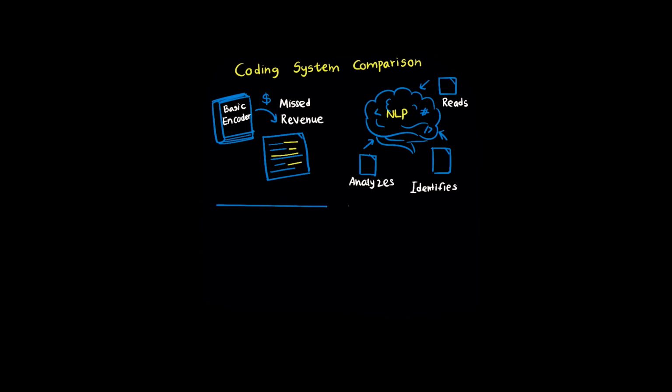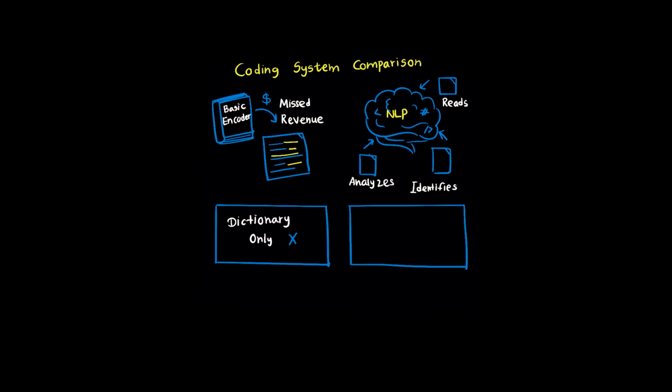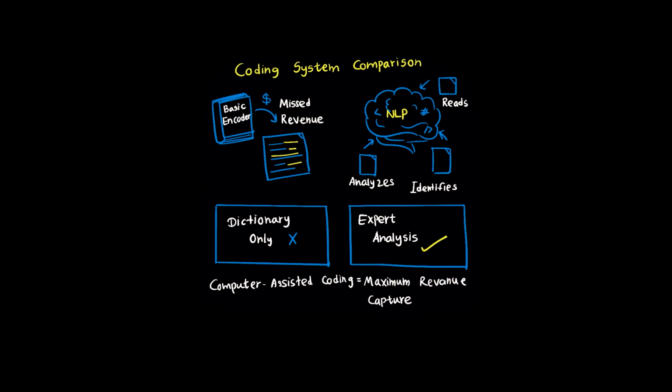It analyzes the actual clinical documentation, not just helping with code lookup. This improves accuracy and finds missed reimbursement opportunities. It's the difference between having a dictionary versus having an expert reader who understands context and meaning, catching coding opportunities humans might overlook.